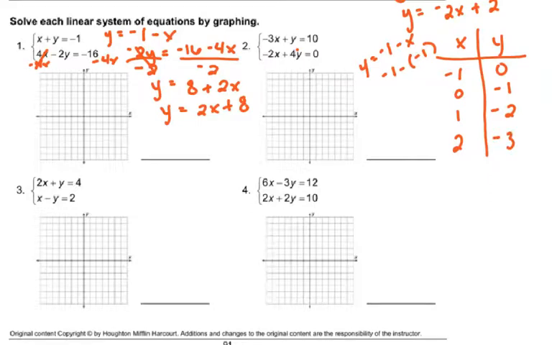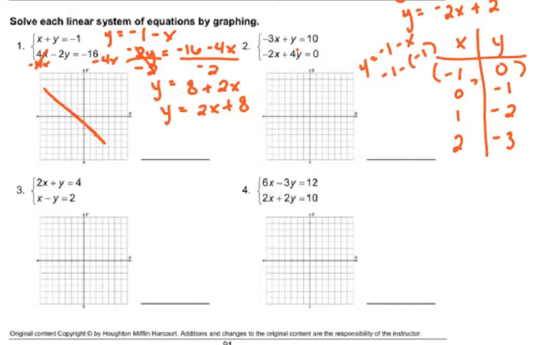So these are our points. So we're going to plot these as coordinates. So -1, 0. If you look at my little graph here, I'm plotting this point. Okay, -1, 0, 0, -1. Okay, 1, -2, and 2, -3. Okay, so there we go. There's one line, where I've plotted those points.